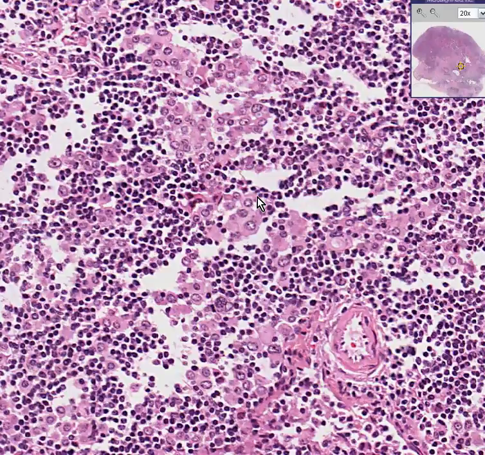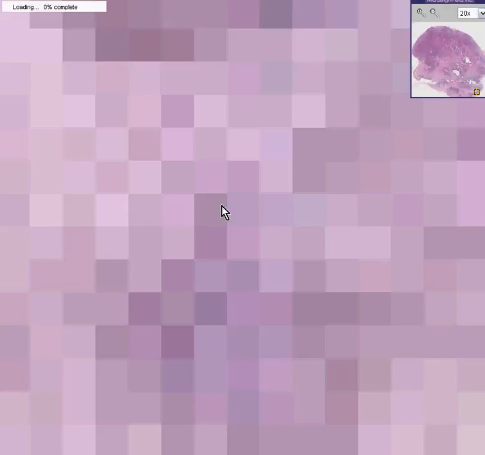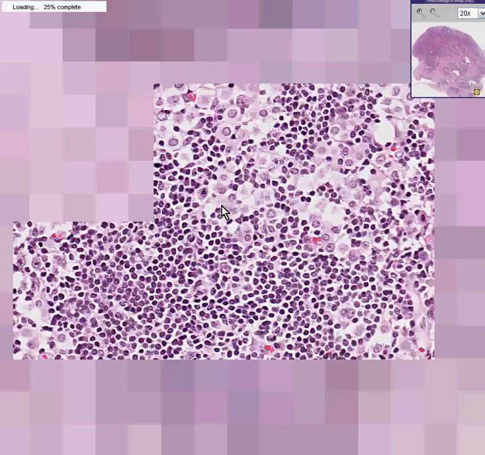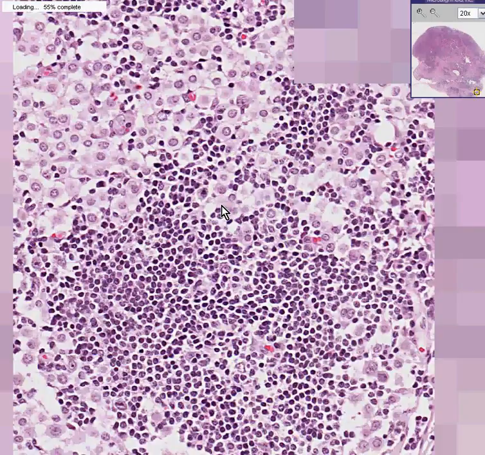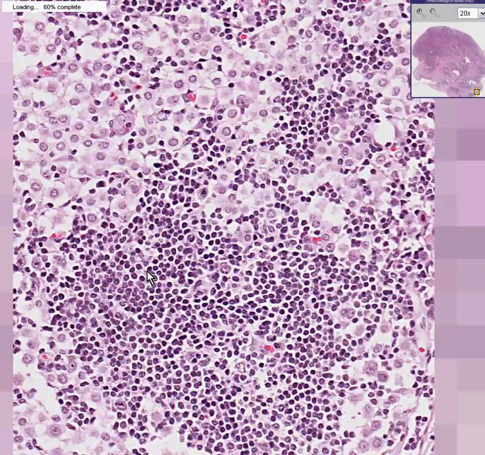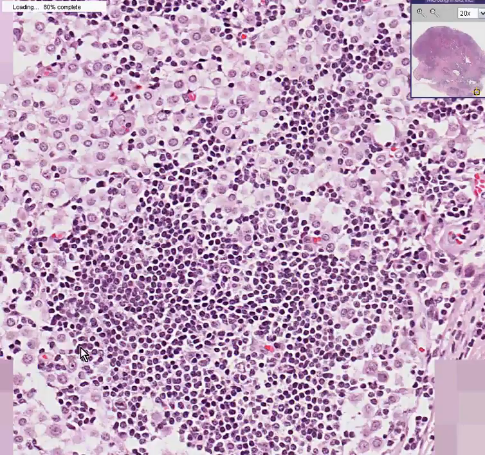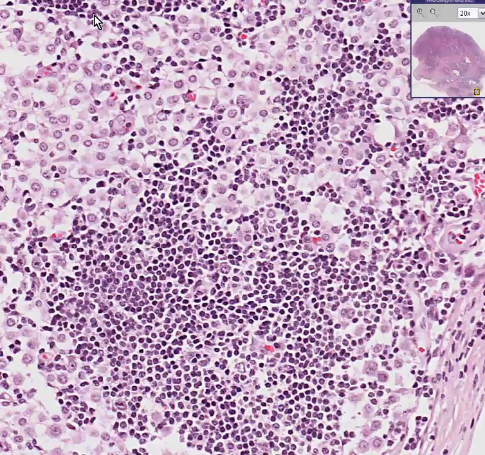Let me click on another couple areas here and hope I could focus in better. And yes, I can. And in this area, all around here, you see lymphocytes, but in all areas around here, you see metastatic carcinoma. These cells would have epithelial markers, whereas all of these cells would have lymphoid markers.